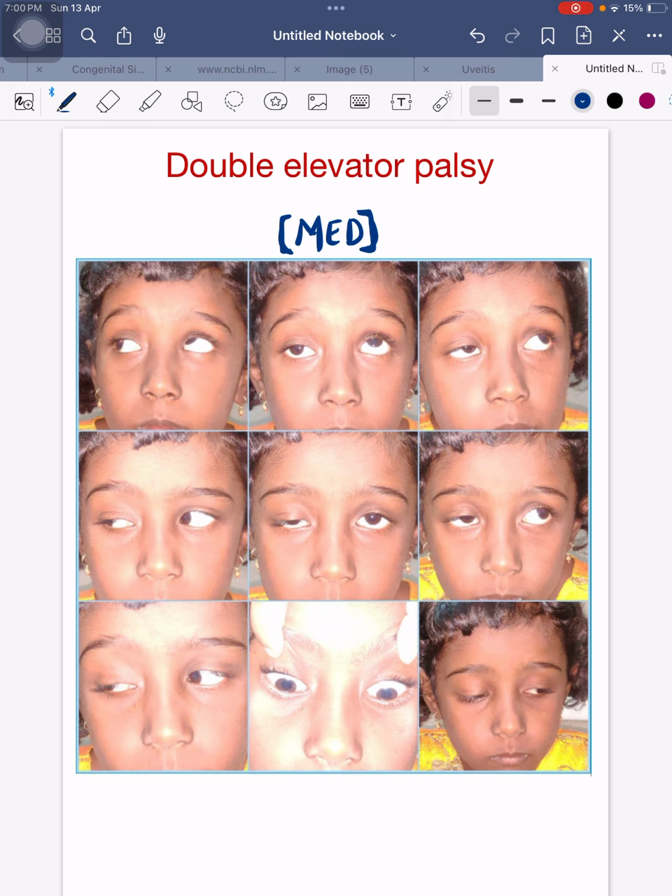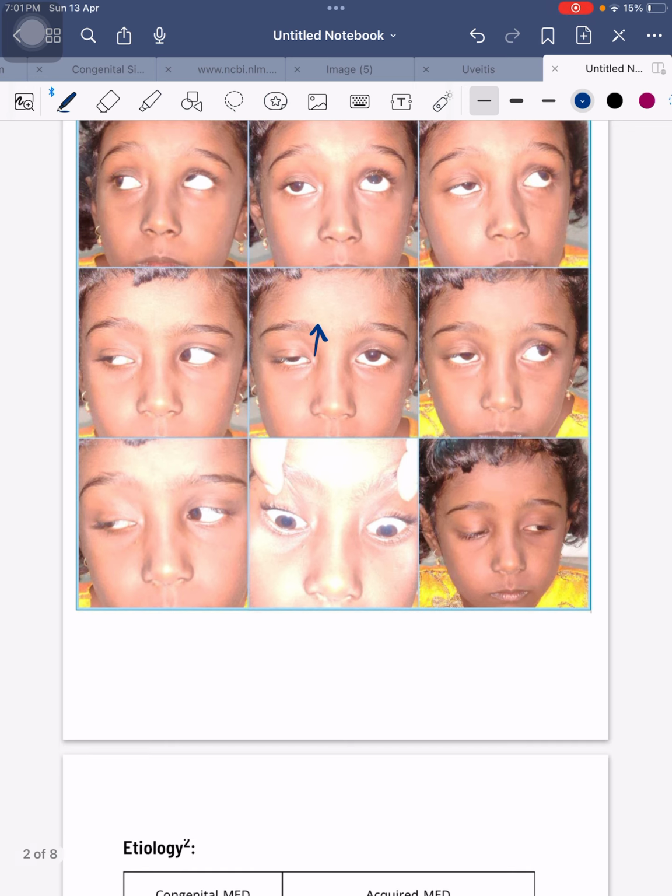Today's topic for discussion is double elevator palsy. As I posted before in my shorts, this is a case of a young female of 7 years having difficulty in elevating in her right eye. You can see over here, in the right eye, she has a difficulty to elevate, and the two muscles which you can think of getting affected being superior rectus and inferior rectus and inferior oblique muscles.